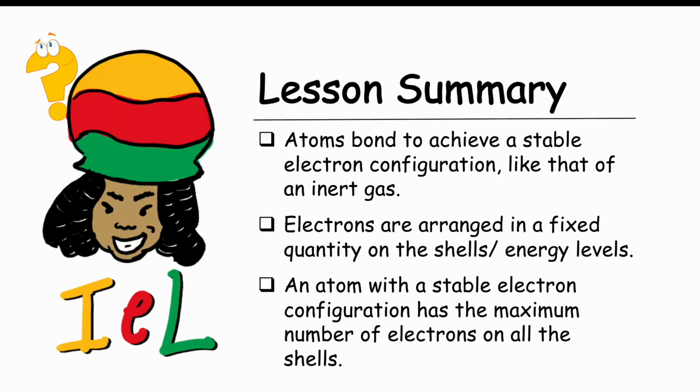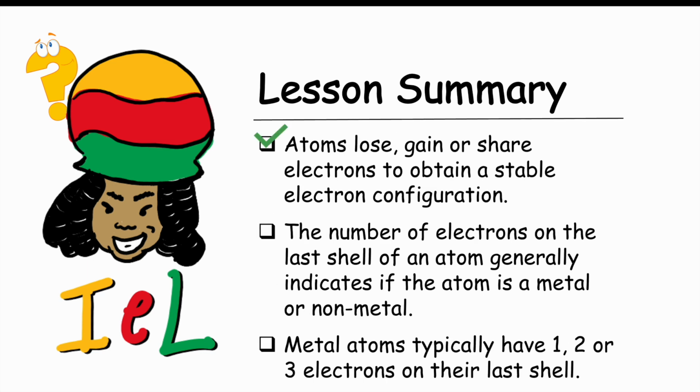The lesson summary points include: atoms bond to achieve a stable electron configuration like that of an inert gas. Electrons are arranged in a fixed quantity on the shells or energy levels. An atom with a stable electron configuration has the maximum number of electrons on all the shells. Atoms lose, gain, or share electrons to obtain a stable electron configuration.